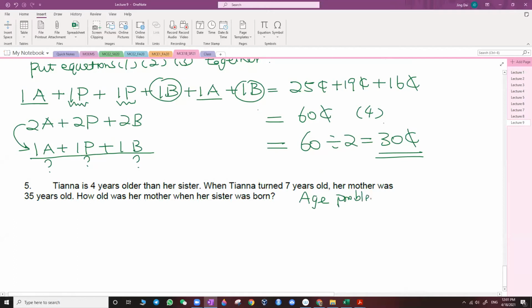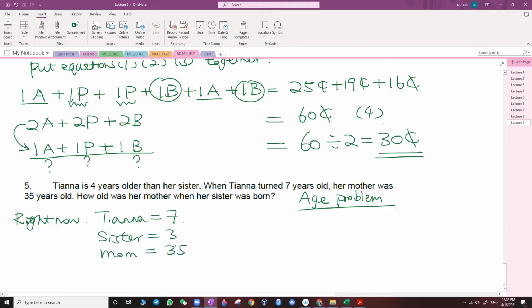Tina is right now 7 years old, and her little sister is 3 years old. And her mom right now is 35 years old. So her sister was born 3 years ago. So 35 minus 3 equals 32. So when her little sister was born, her mother was 32 years old.